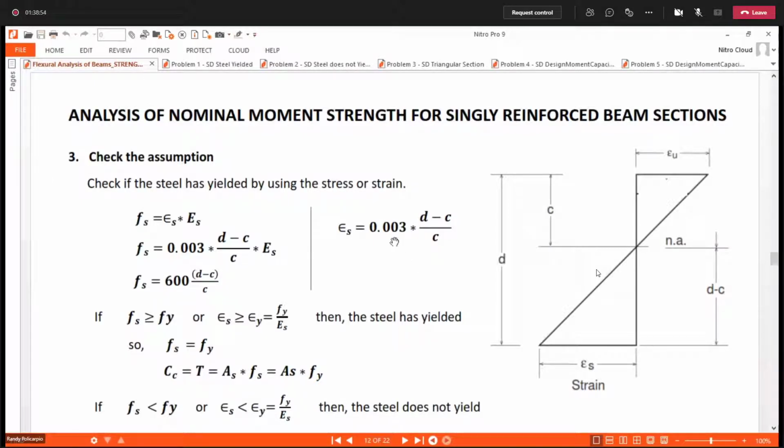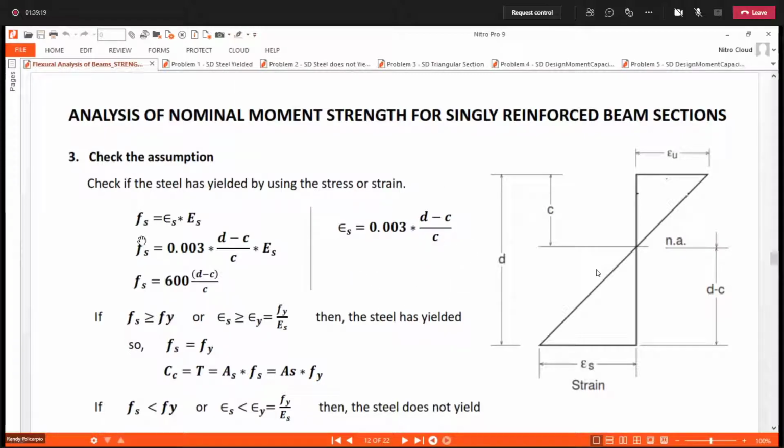0.003 yan. So, ibig sabihin ngayon, paano natin na-format to? By ratio and proportion, epsilon S over D minus C equal to epsilon U over C. So, pag in-isolate mo yung epsilon S, it is equal to what? 0.003 multiplied by D minus C over C. So, yun yung pinagmulan nito.